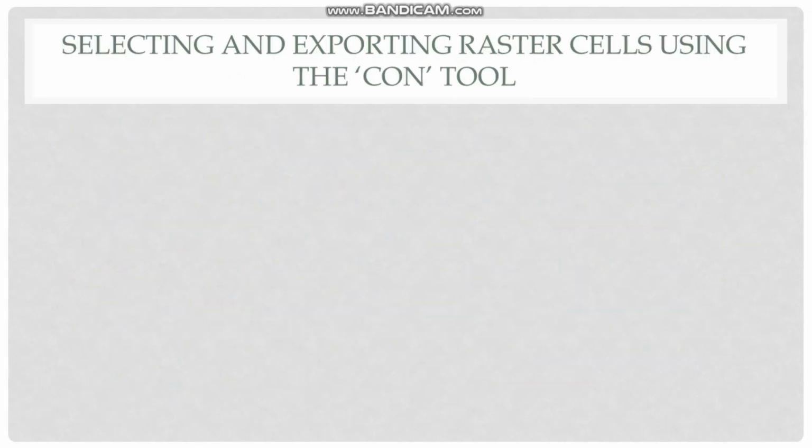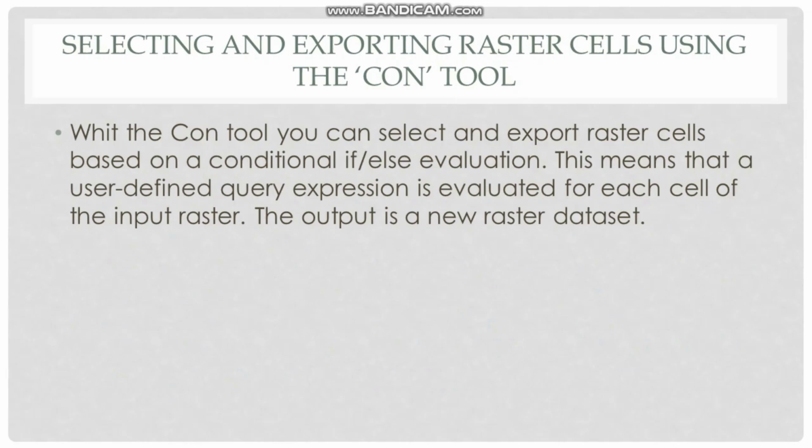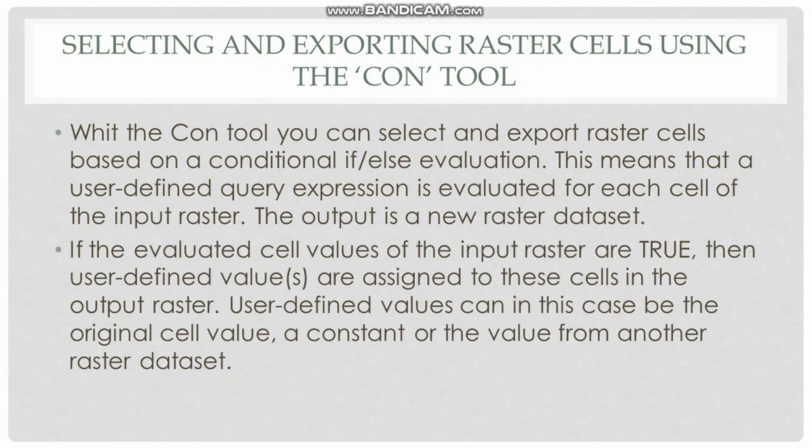So, selecting and exporting raster cells using the conditional tool. With the Con tool, you can select and export raster cells based on a conditional if-else evaluation. This means that a user-defined query expression is evaluated for each cell of the input raster. The output is a new raster dataset. If the evaluated cell values of the input raster are true, then user-defined values are assigned to these cells in the output raster. User-defined values can, in this case, be the original cell value, a constant, or the value from another raster dataset.